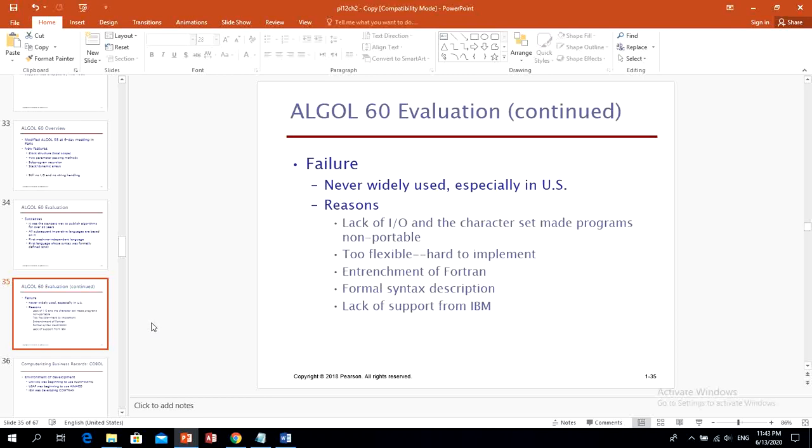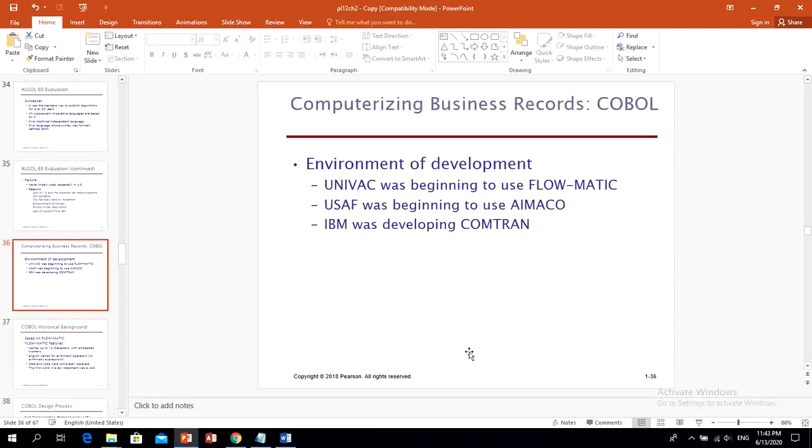So I will stop this video here, and in the next video I will continue with computerizing business records, in which we're going to start from the COBOL programming language.